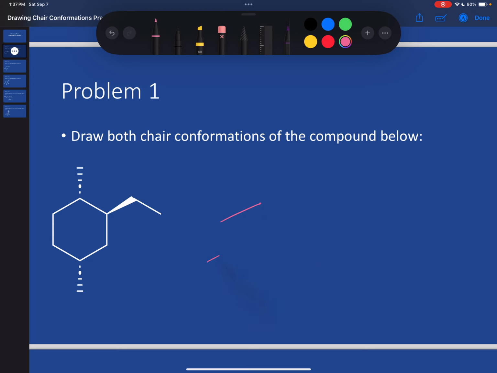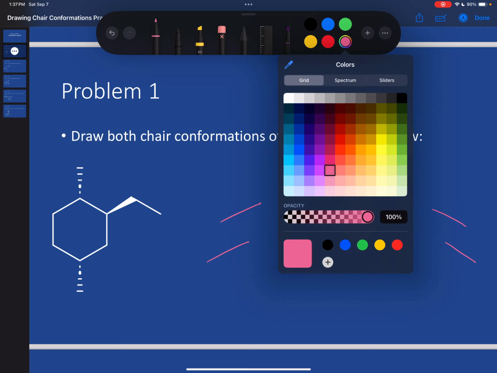If you're in my class, we talked about the idea that you start with these parallel lines, and there's always two chairs in equilibrium with each other, and you just change the direction of those parallel lines if you want to flip between the two.